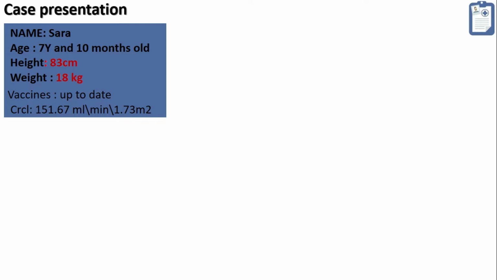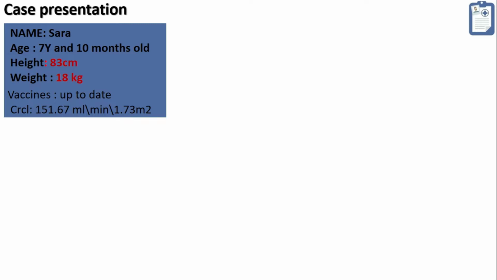It's very important to note something here, which is her height and weight. They are less than the average for her age and gender. That means there is a problem in growth, and that's expected because of the nature of cystic fibrosis, which includes pancreatic enzyme insufficiency and malnutrition.